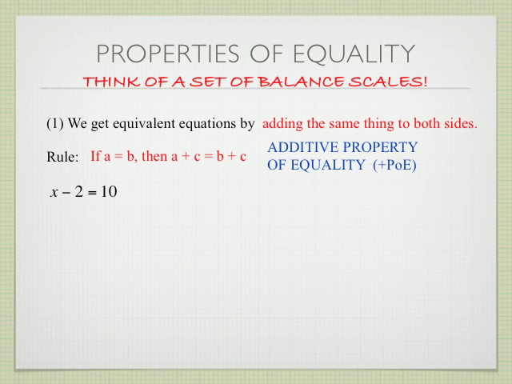So if I have x minus 2 equals 10, if I add 2 to both sides, think of balance scales. If I add 2 apples to both sides of a set of balance scales, they still balance. I get x equals 12.